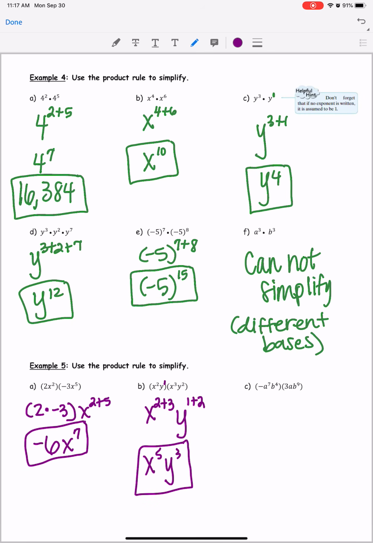Okay, now if you don't need this step right here, you don't need to take it. I'm doing it so I can show work, so you can see where these numbers are coming from, but you don't have to do it. For example here, think of this as being a negative 1 out front. We've got negative 1 times 3, which is negative 3. Then I have a to the 7th and a to the 1st, so I'm going to get a to the 8th. And then we have b to the 4th and b to the 9th to get b to the 13th.